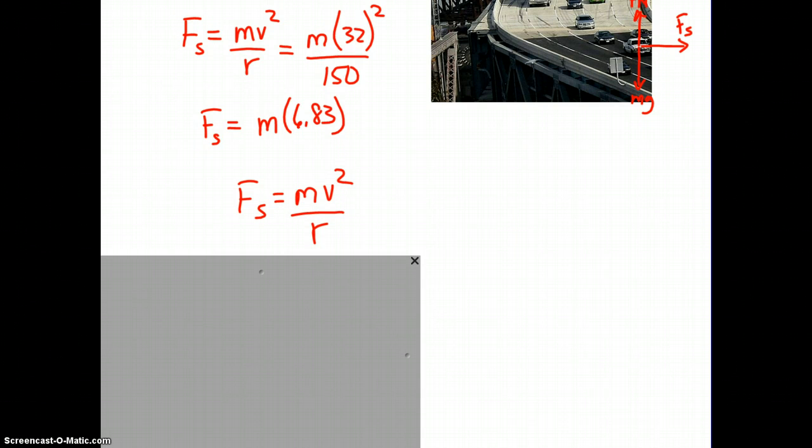So we start again with our Fs causing our mv squared over r. What we're going to do is take our previous value of m times 6.83 and substitute it for Fs.